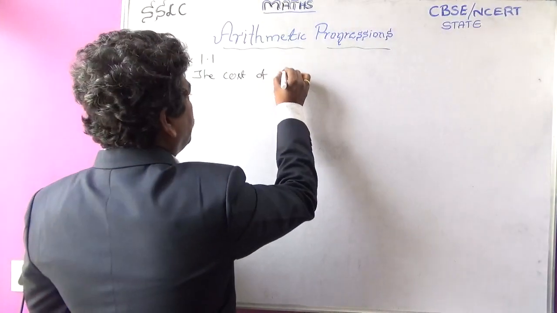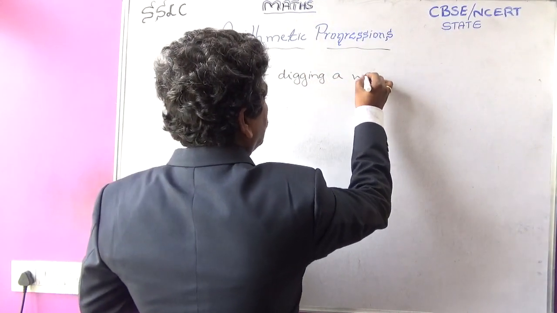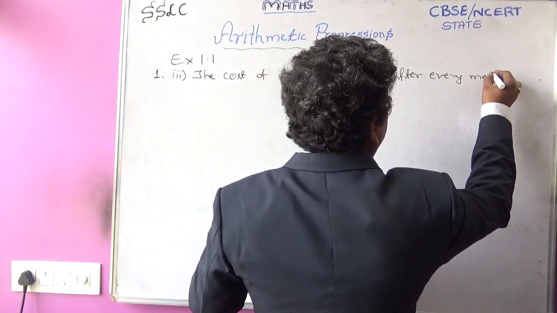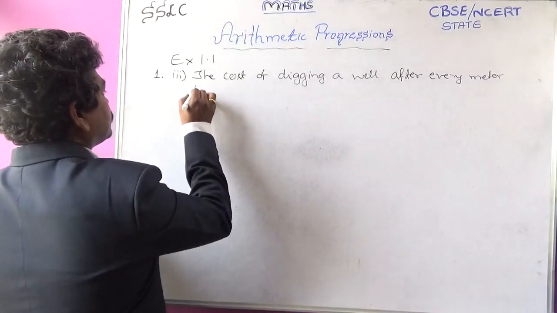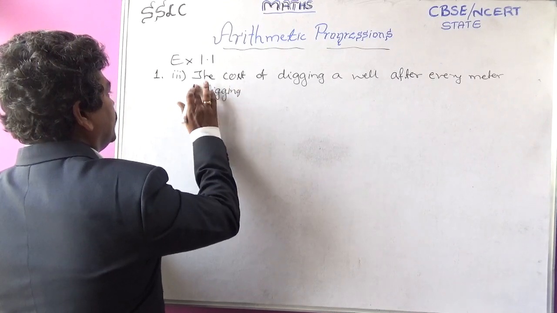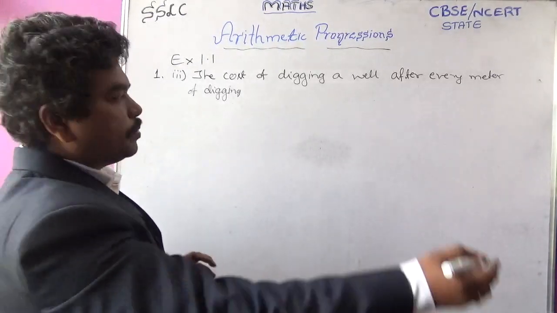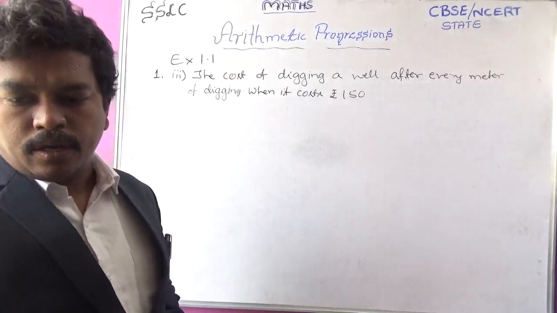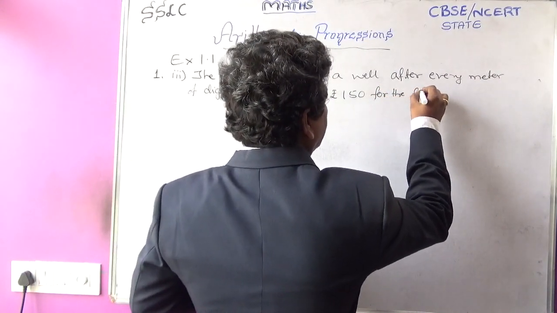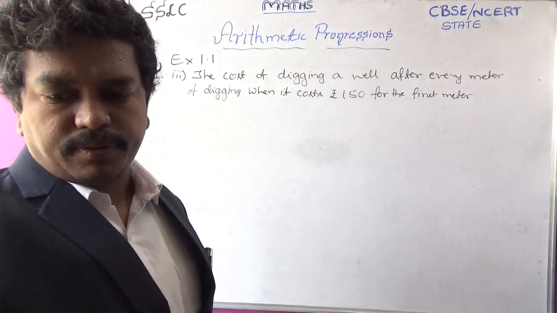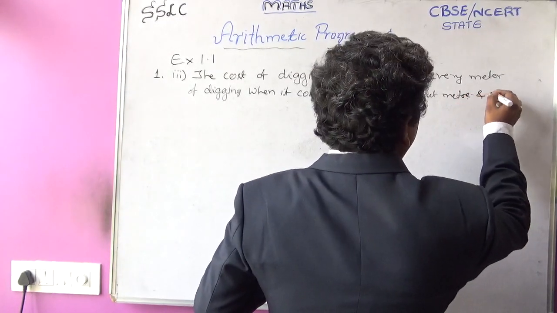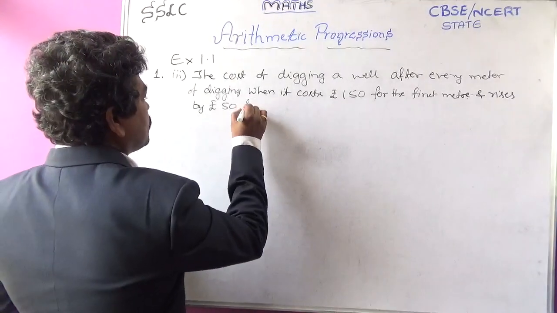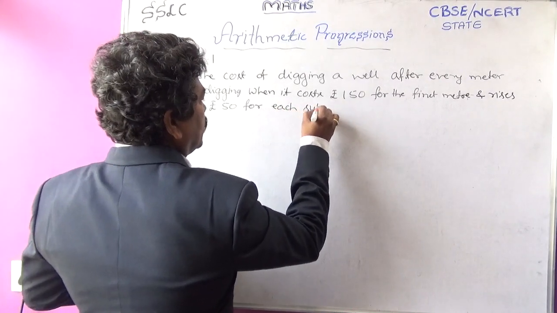The cost of digging a well after every meter of digging, when it costs rupees 150 for the first meter, and rises by rupees 50 for each subsequent meter.